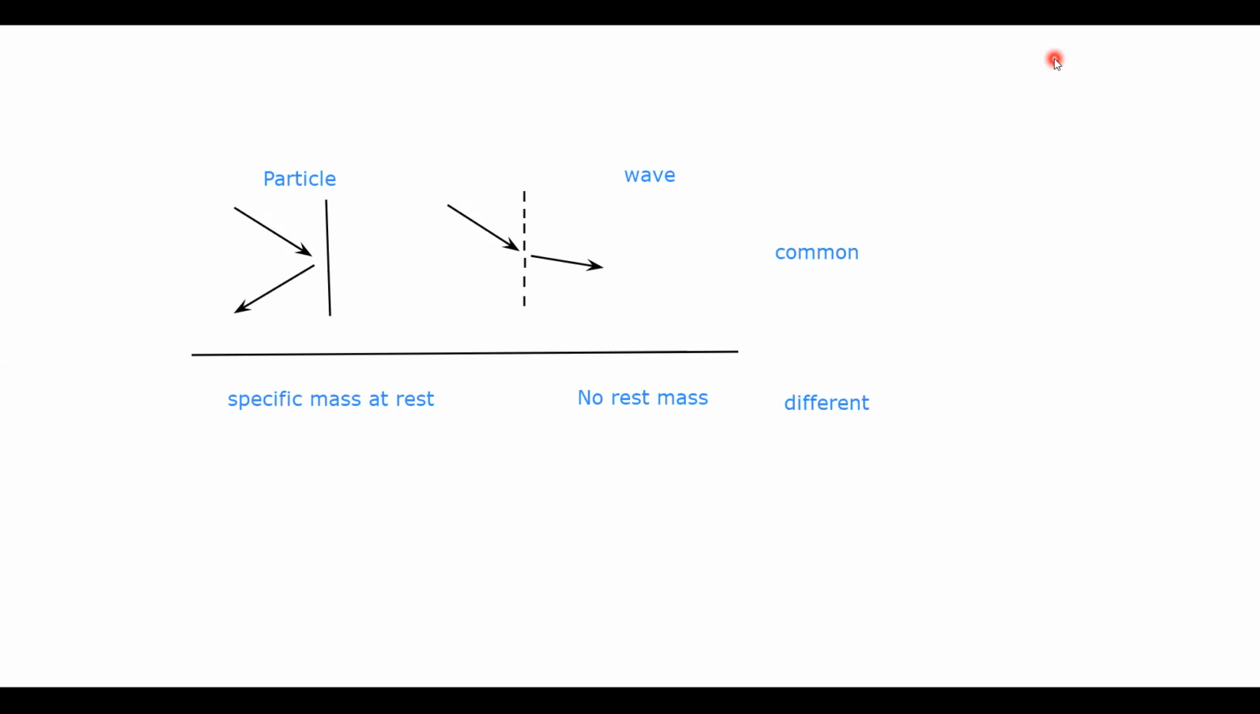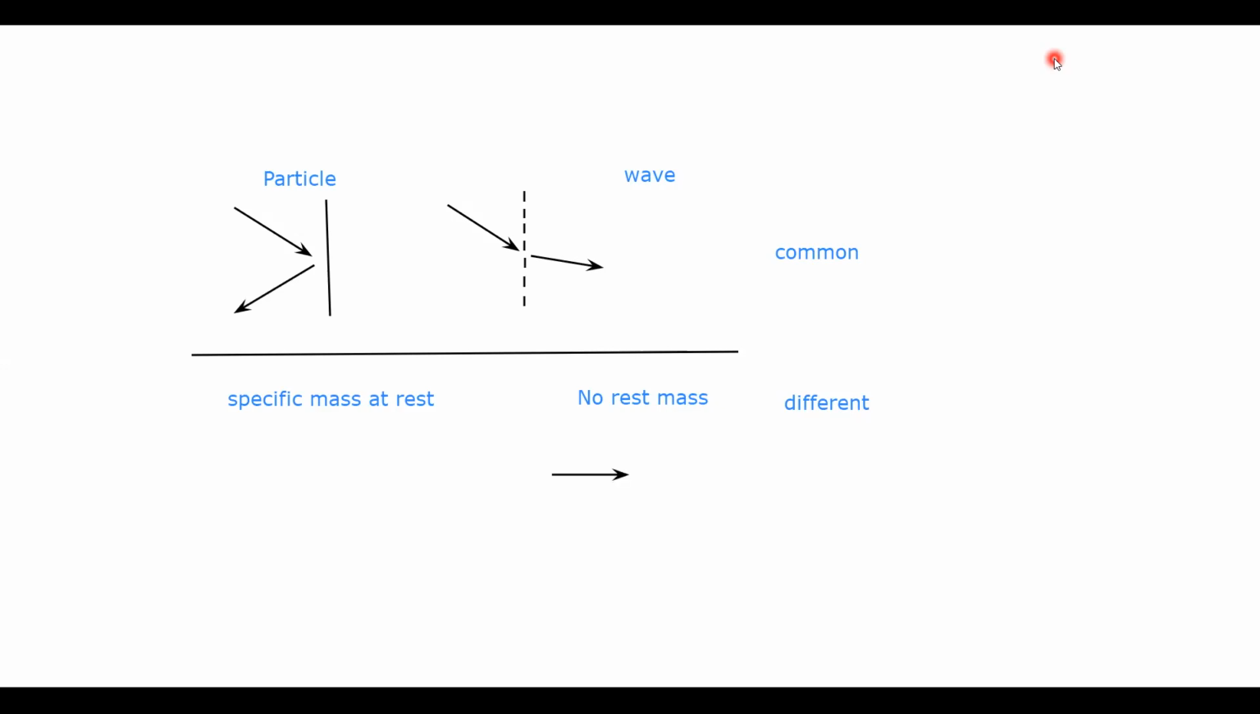So the particle can get zero speed and have a specific mass, while the wave is always moving. If it stops, it vanishes. So it has no rest mass. The wave cannot rest. So you cannot get its mass m0, the mass at speed zero. It's a big difference. The second big difference is light diffraction.